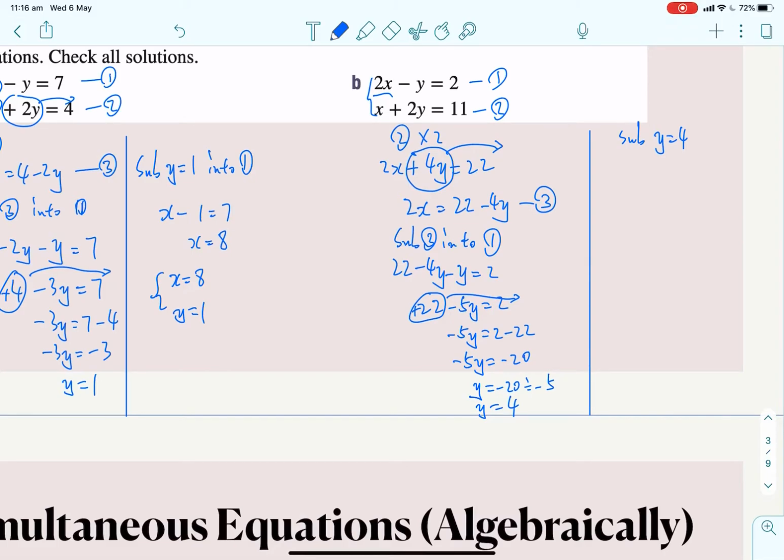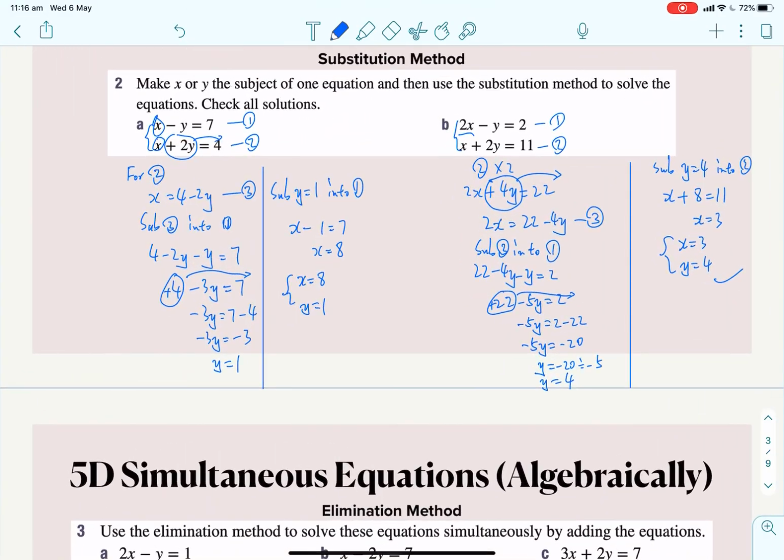You know what? I'm going to go with 2. Okay, so x plus 2 times 4 is 8 equals to 11. What plus 8 is 11? 3, yeah? Yep, so you got x equals to 3, y equals to 4. Solution. Okay?